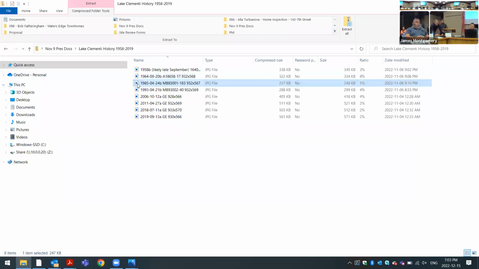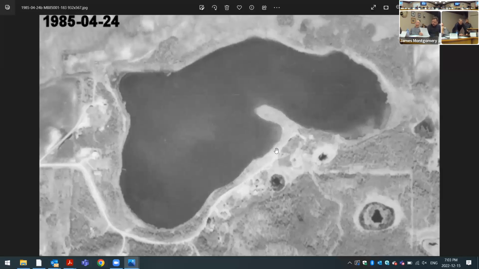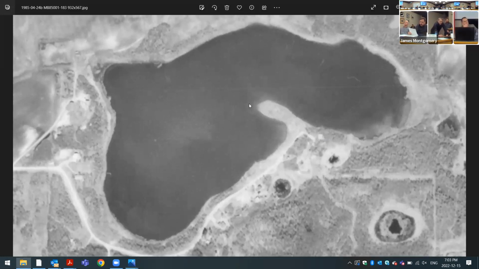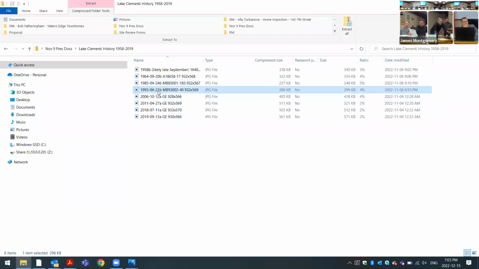Because if we go back to 1985, this is 1985. The construction is still there, the house is still there, and the lake is generally at the same level. So we're in 1985. 1993.